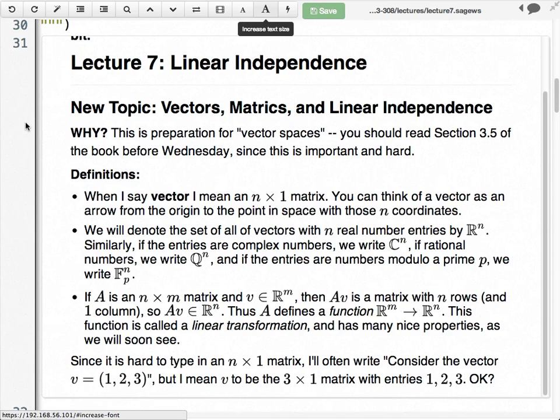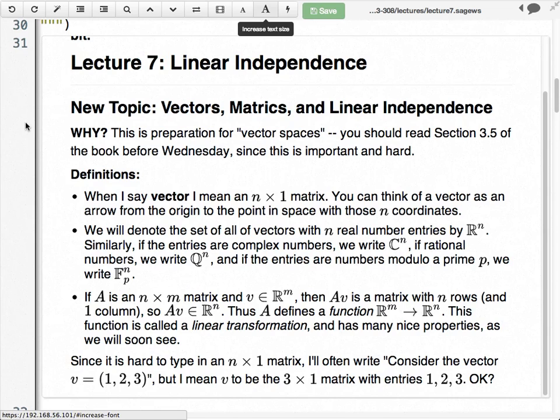However, especially in the notes, it's very hard to write a column because it takes up too much space vertically and you can't put it inside of text. So I will sometimes also write a vector like this, (1, 2, 3, 4) in parentheses, just because I don't want to have to write it vertically, especially in the notes. On the board, I'll almost always write them vertically.